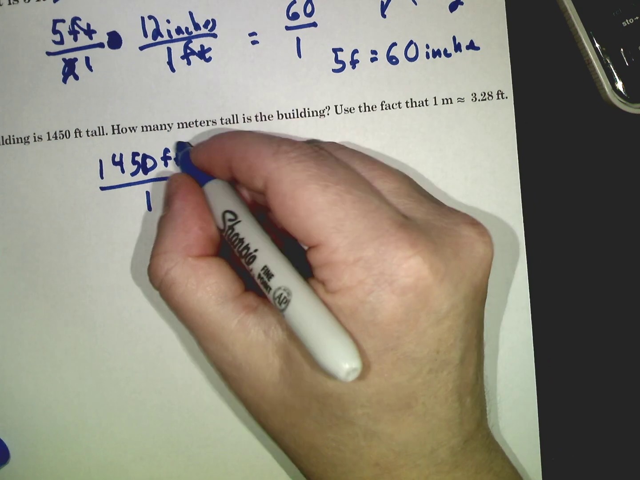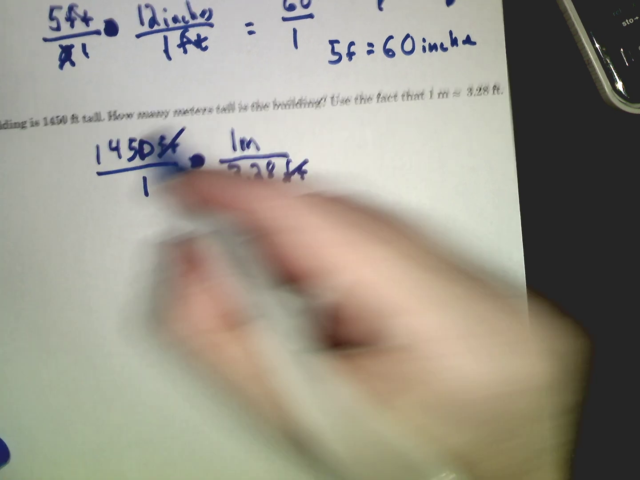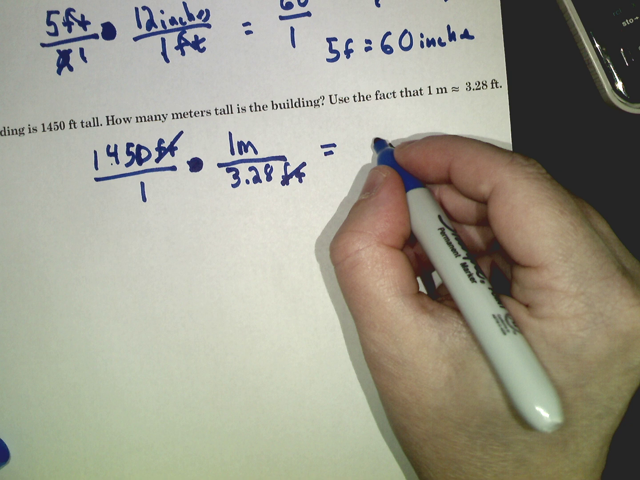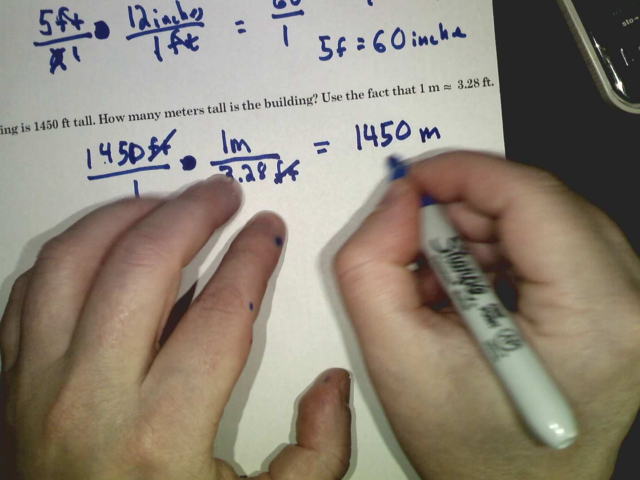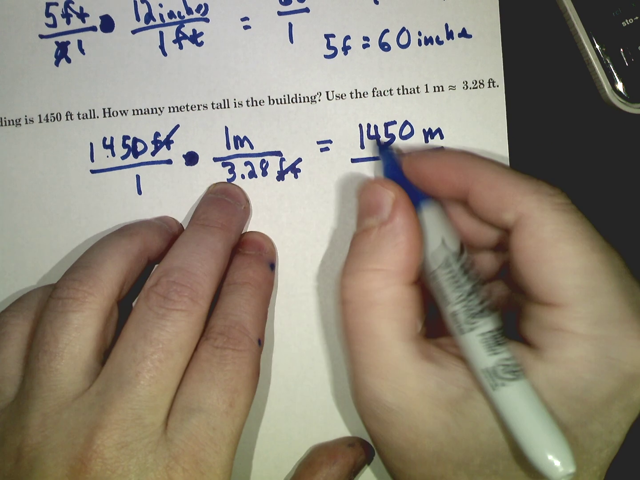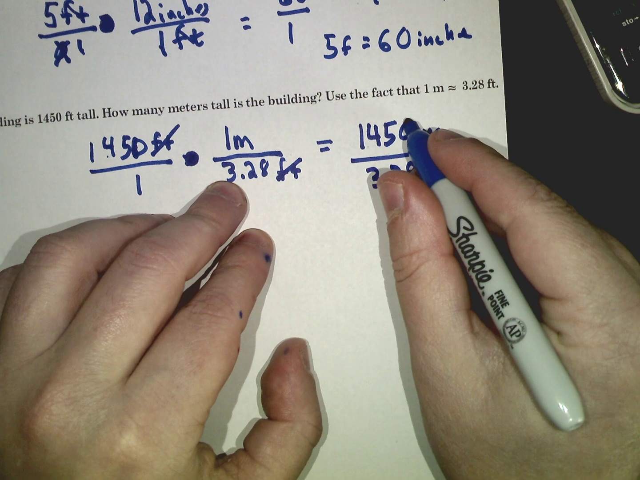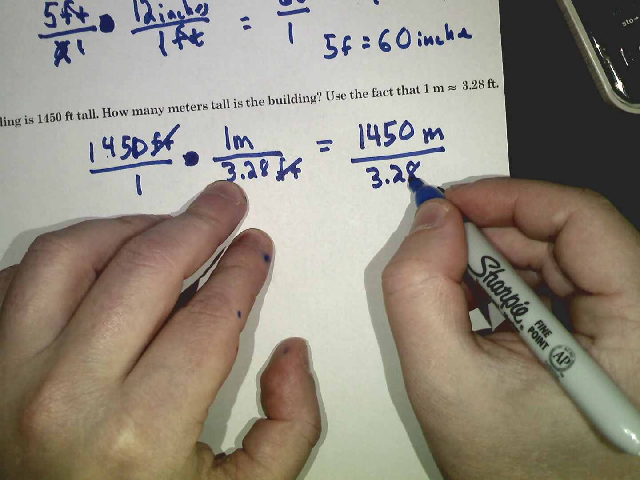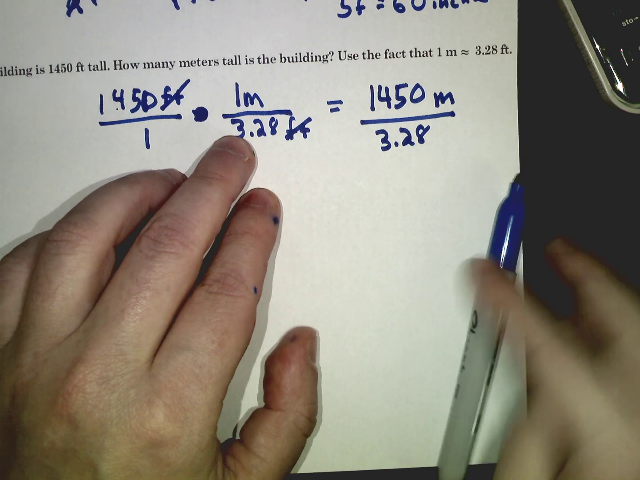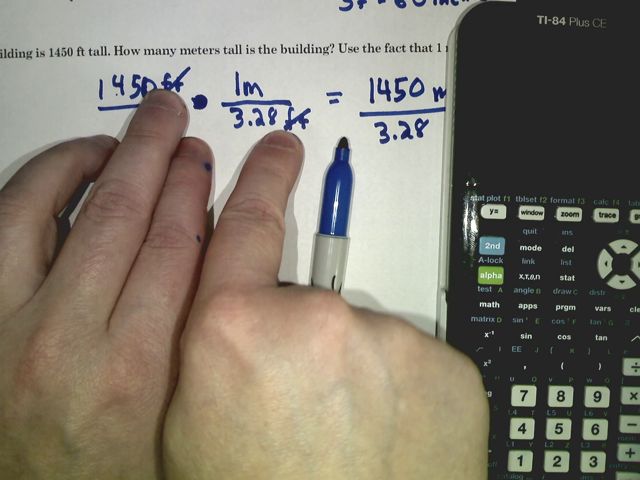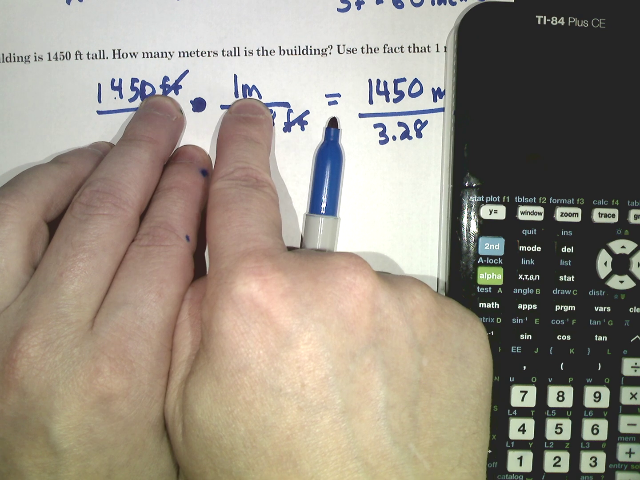So now the feet cross off. So I do my multiplication. 1450 times 1 is 1450 meters over, well, these feet are gone, 1 times 3.28 is 3.28. So essentially I'm dividing this number by this number. If you could have thought of that earlier, that's fine. But if you think about it, this is going to handle everything right here. Now you always want to set these proportions up, these ratios, to where they cancel out and you're left with only what you're trying to find.